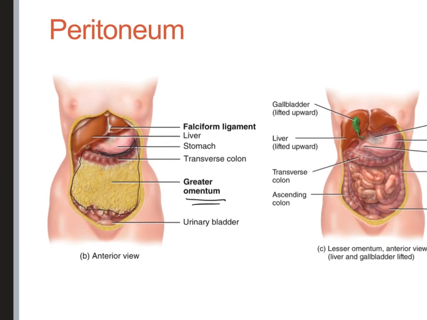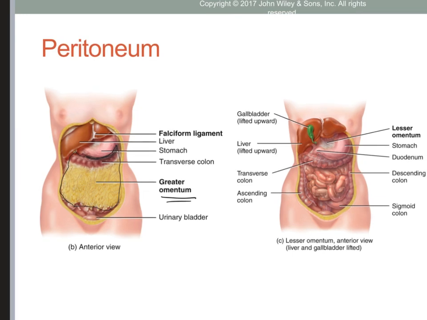We can also lift the liver up on this picture on the right side, and we see from that lesser curvature, and it does a good job here showing that lesser omentum binding up and behind that liver. Now, while we're looking at the liver, we're going to look at one more structure. It is the falciform ligament.